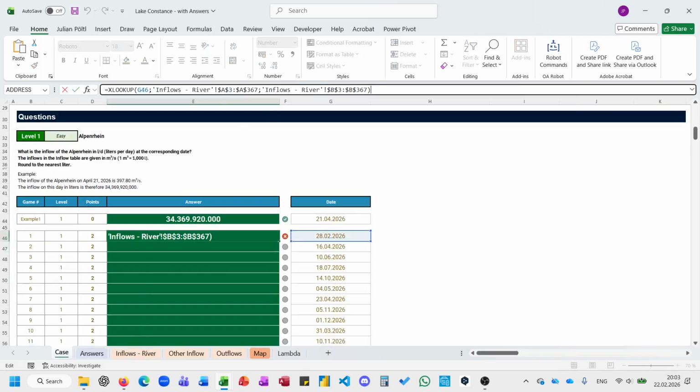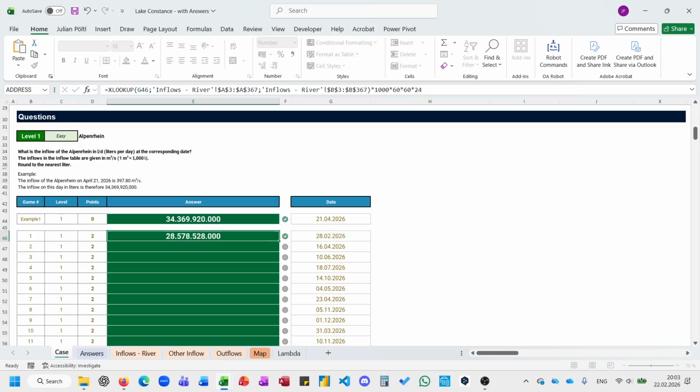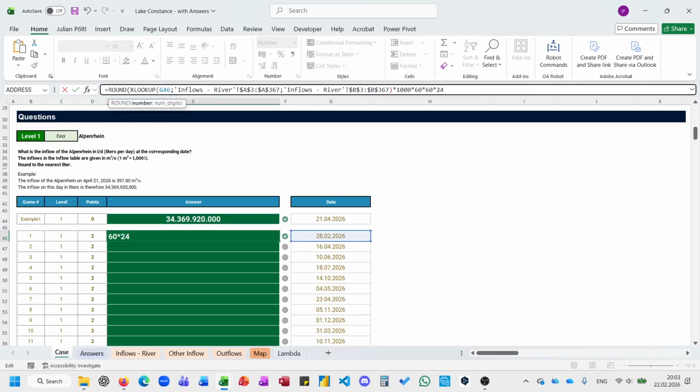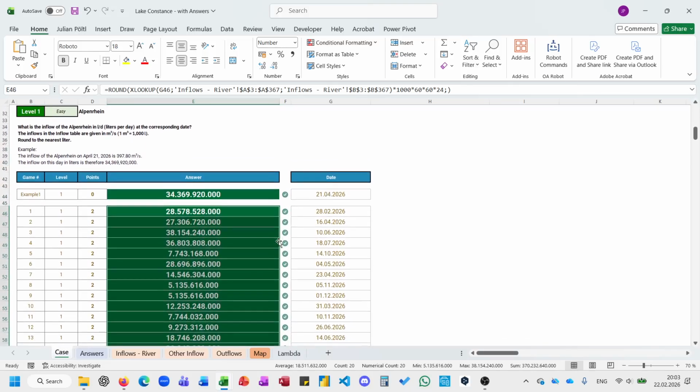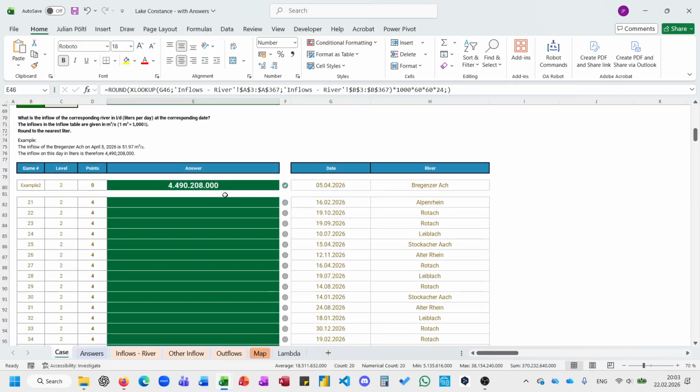And if you then multiply this with 1000 first to get from cubic meters to liters, then to get to minutes with 60, to get to hours by 60 again, and then to get to a day by 24. And then I recommend rounding to get rid of floating point errors, and then you have it. So that is basically the largest hurdle, the unit conversion.